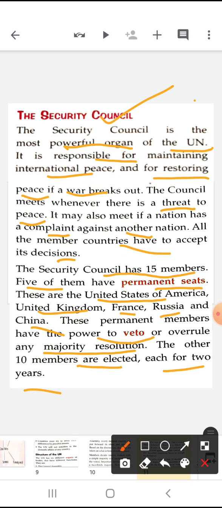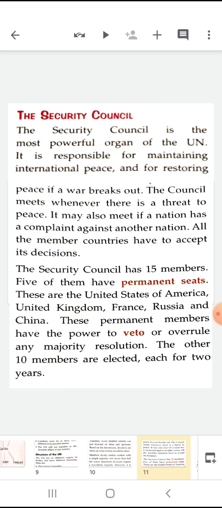First of all, we have 15 members in the Security Council. Among them, 5 have a permanent seat: the USA, the UK, France, Russia and China. They are the permanent members of the Security Council. They have the power to veto, which means to overrule any majority resolution. Okay, and 10 other members are elected every 2 years.